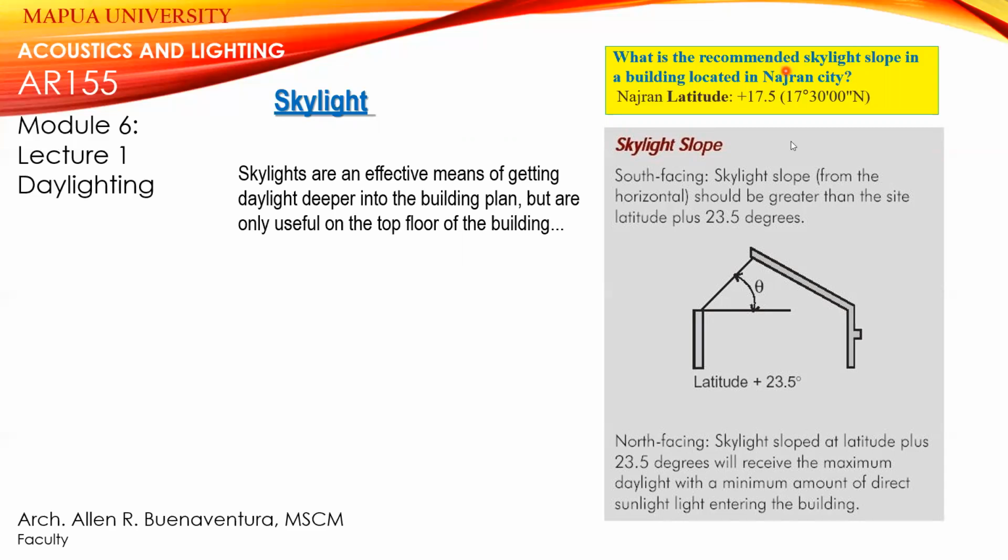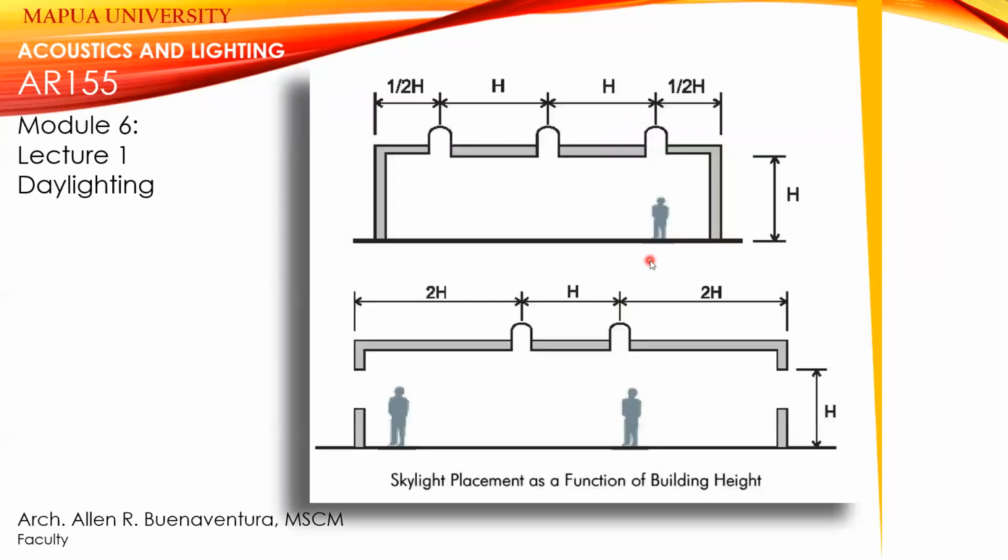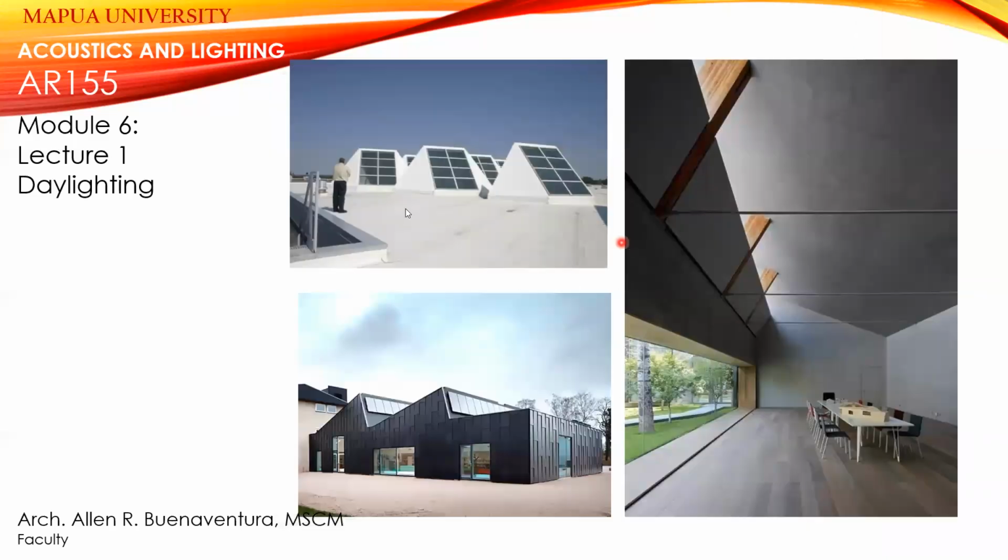Okay, so this is also a figure as a function of the building height, as you can see in the figure. So these are the skylights. He put it at 1/2 of the total length of the room. Sometimes they put it at 1/3 or 1/4. So this is also an application of an angled skylight on top of the room.